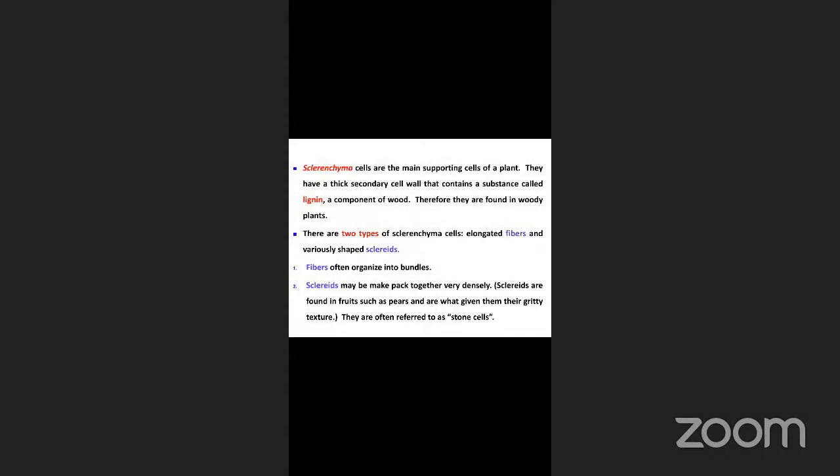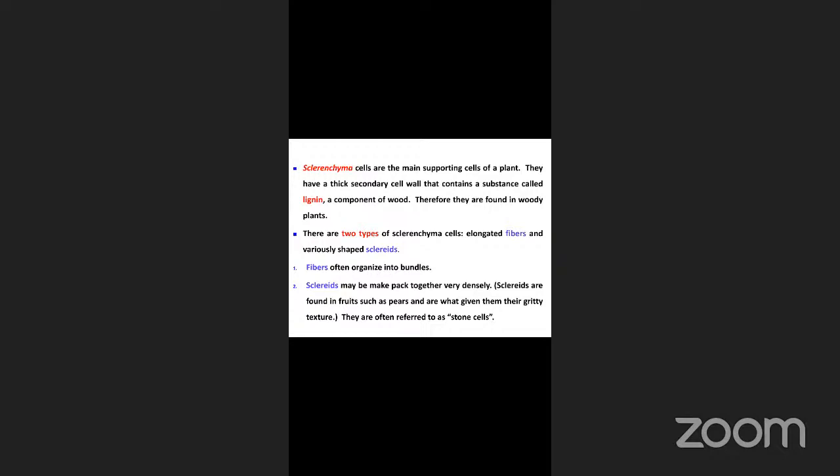Sclerenchyma shows two types of fibers: elongated fibers and variously shaped sclerites. Fibers often organize into bundles, the vascular bundles.